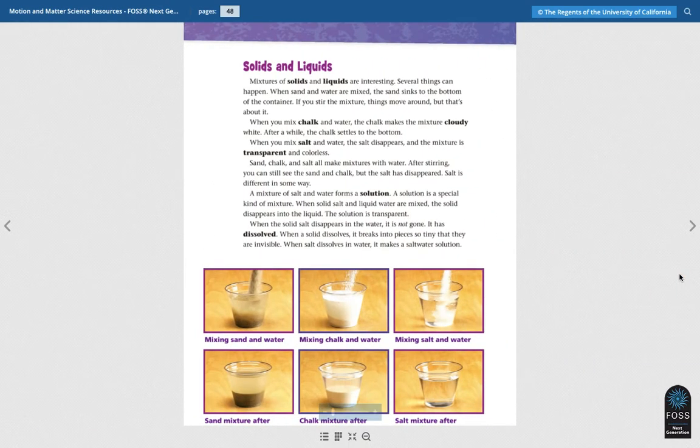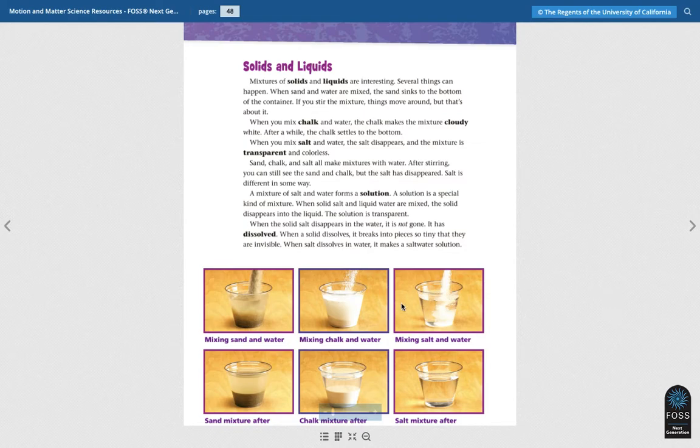Solids and liquids. Mixtures of solids and liquids are interesting. Several things can happen. When sand and water are mixed, the sand sinks to the bottom of the container. If you stir the mixture, things move around, but that's about it. When you mix chalk and water, like down here, the chalk makes the mixture cloudy white, and after a while, the chalk settles to the bottom.